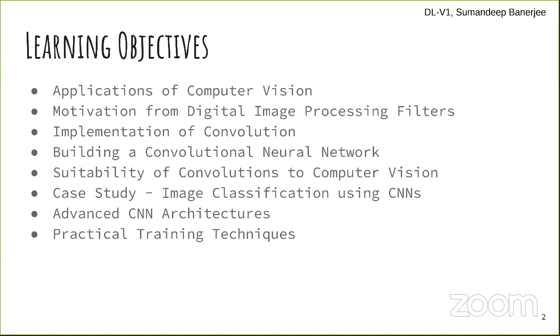We'll first discuss some applications of computer vision. We'll also discuss the motivation from digital image processing filters, which inspires convolution neural networks. We will then go on to see how we can implement convolution, the mathematics and the logic behind it. And then we'll go on to design basic blocks of a convolution neural network. We'll also discuss why convolutions are suitable for computer vision applications. Then we'll move on to a case study of image classification using CNNs.